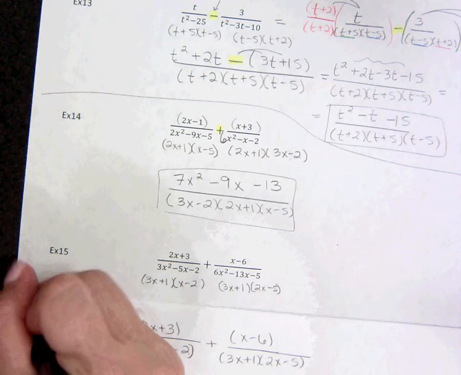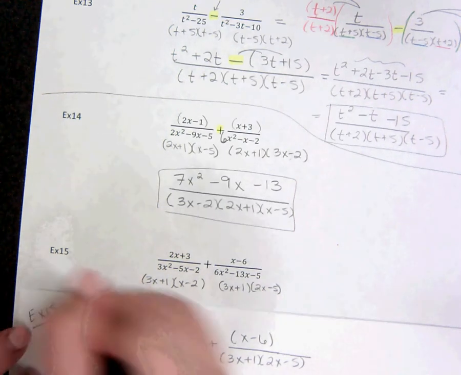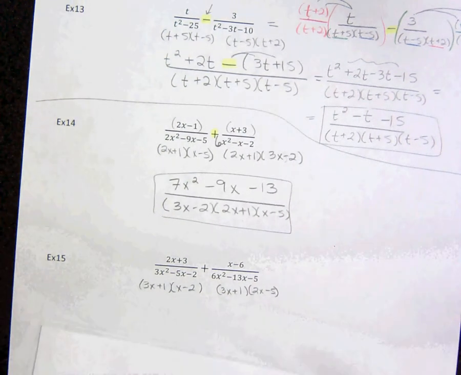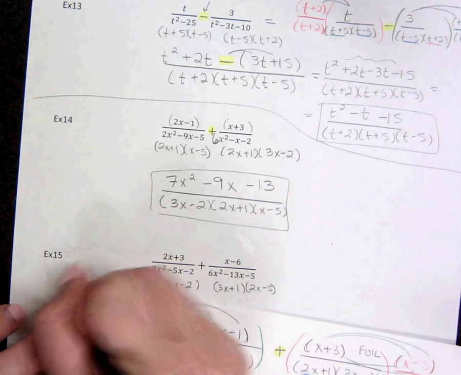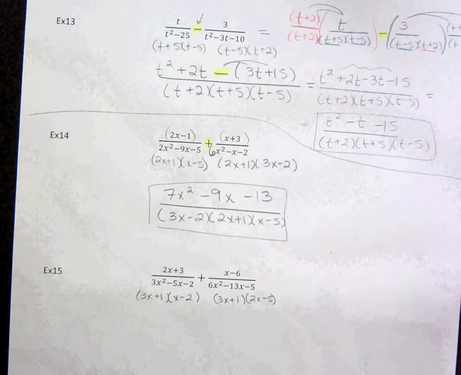And you might want to label this if you're using scratch paper. I always forget to do that. But you want to be able to go find these later. This was example 14. Now we're on example 15.